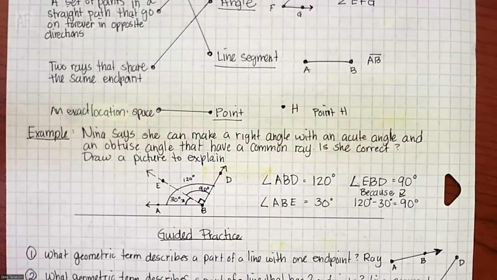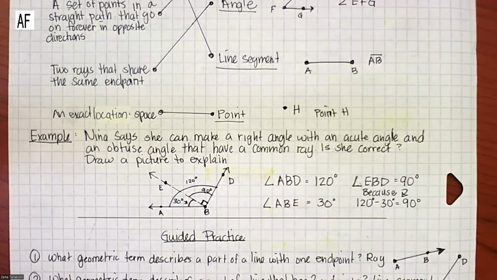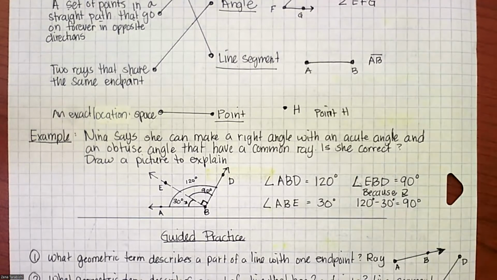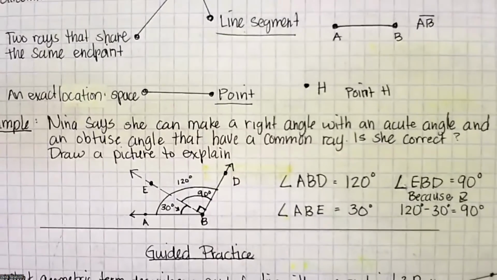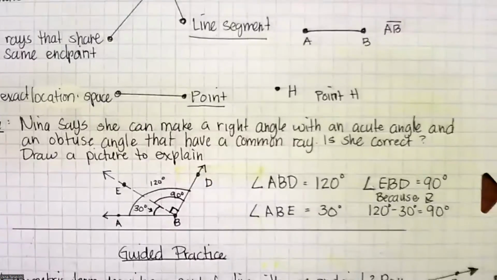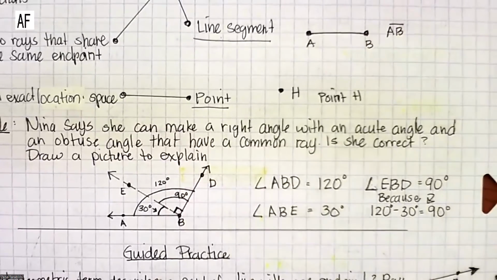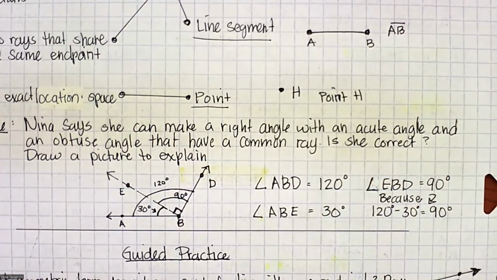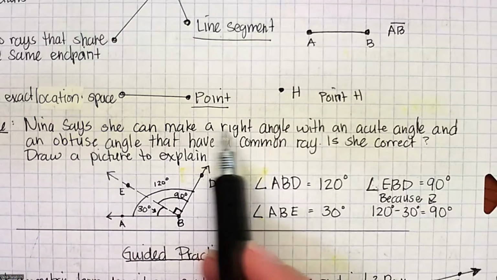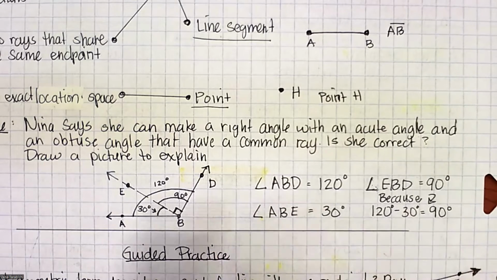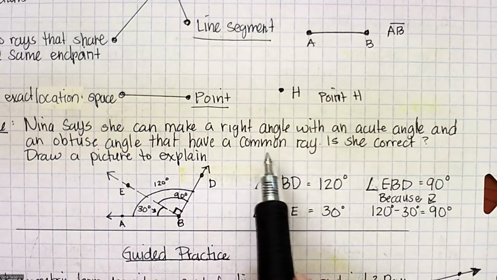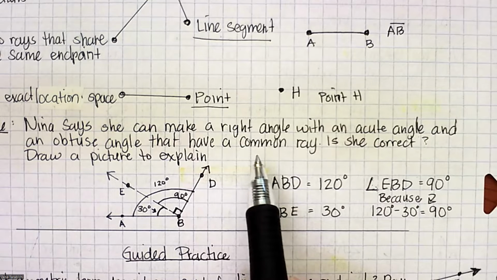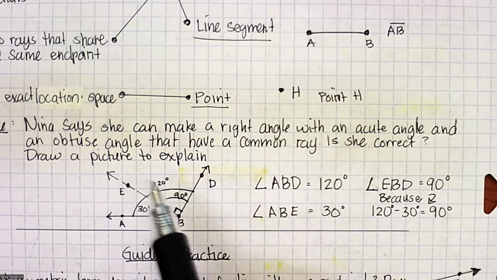Now let's take a look at another example before we jump into our guided practice. This is one of the ones that are in your book. It is also one of the ones that seemed to be one of the more confusing ones for you guys. So I wanted to use it as an example to walk you through how they found it. Now, this is a little bit more than what you need to know for this lesson, but it's good practice because you're going to use that information later. It says, Nina says she can make a right angle with an acute angle and an obtuse angle that have a common ray. Is she correct? Draw a picture.